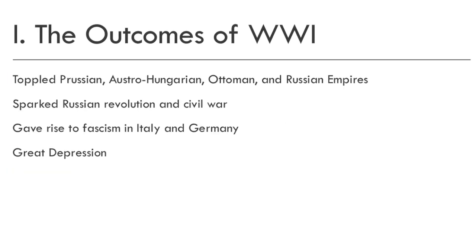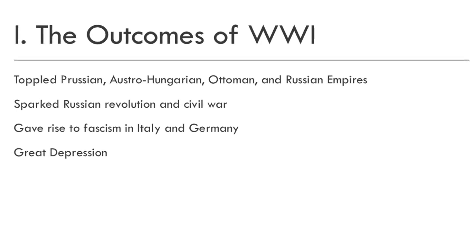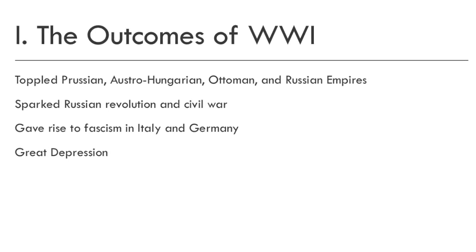So what are some of the outcomes of World War I? It toppled the Prussian, Austro-Hungarian, Ottoman, and Russian empires, which are eventually divided up by the Entente powers. It sparks the Russian Revolution and Civil War, which I'll talk about in a bit, and gave rise to fascism in Italy and Germany, which is arguably a cause of World War II, and it leads to the Great Depression, another cause of World War II.